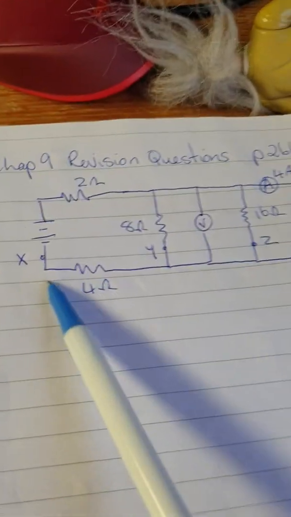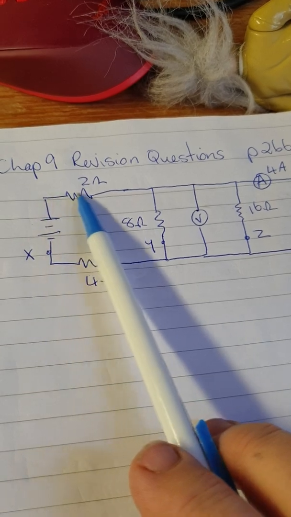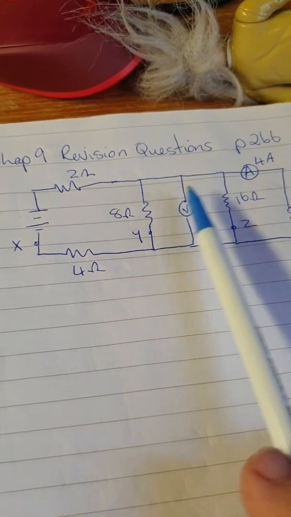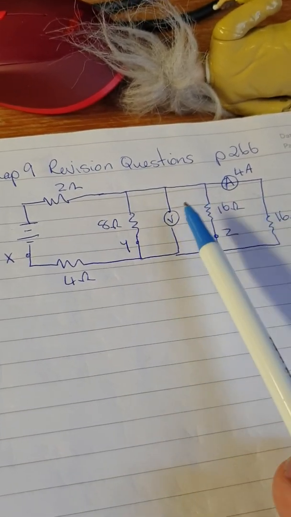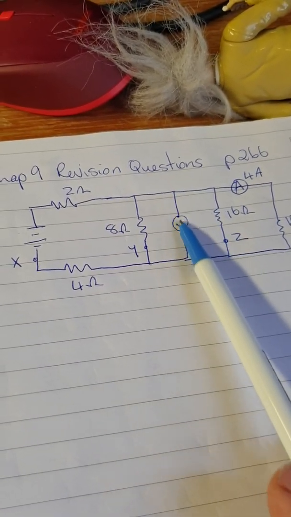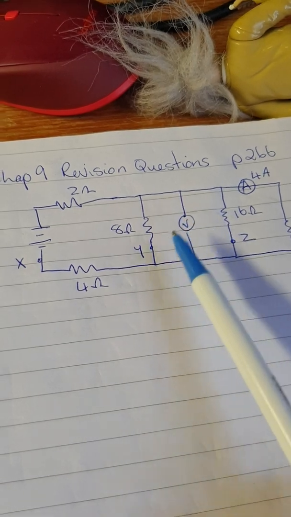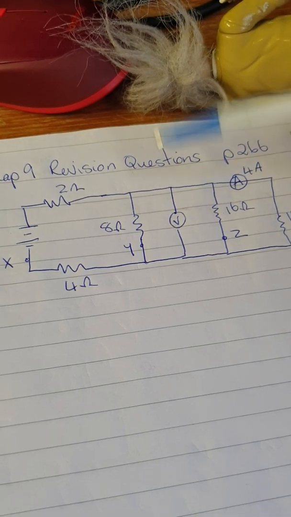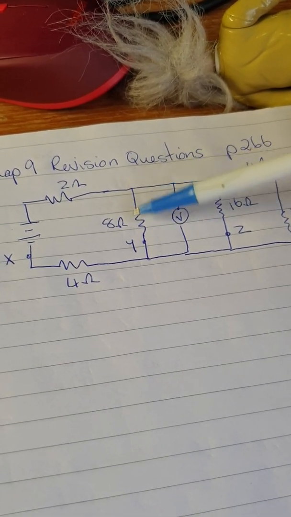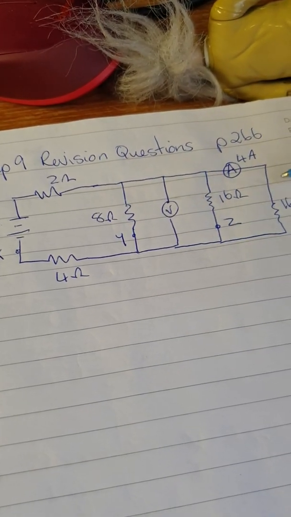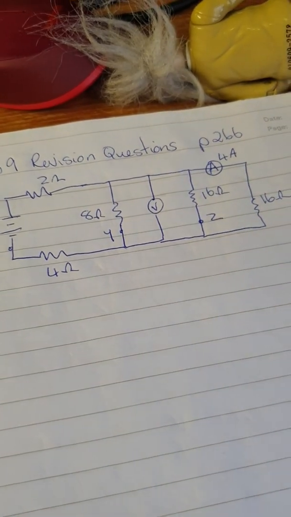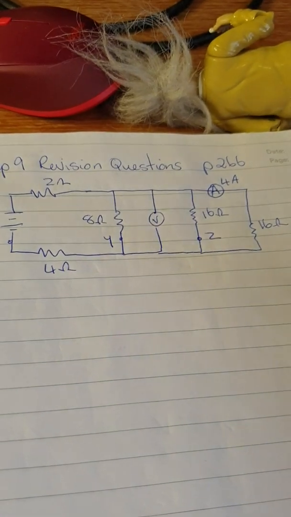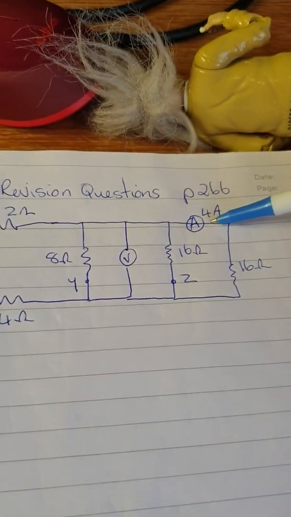Okay, so what have we got? We have got a 2 ohm resistor and a 4 ohm resistor. And then we've got this parallel part to the circuit. You don't have to worry about this bit here. That's just the voltmeter that's popped in to measure the voltage drop across this parallel part. And remember that the voltage drop is the same across any part of the parallel part of the circuit. So that's all good.